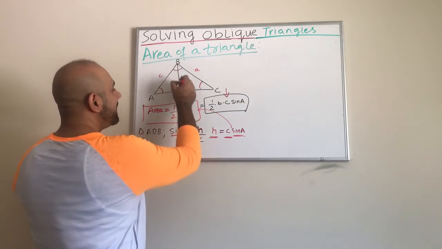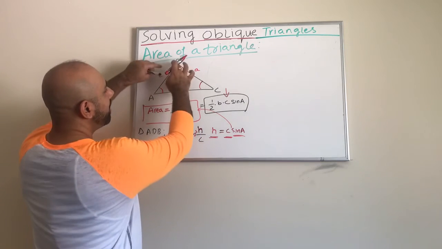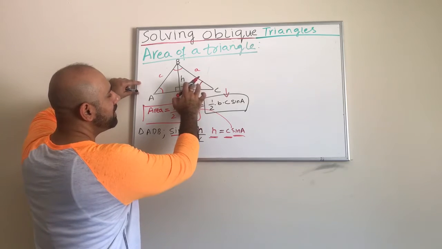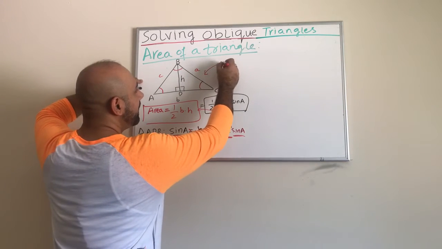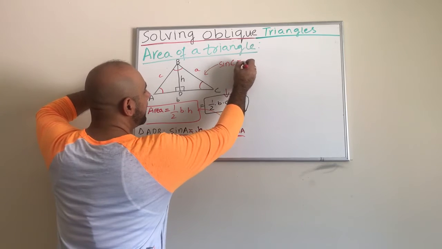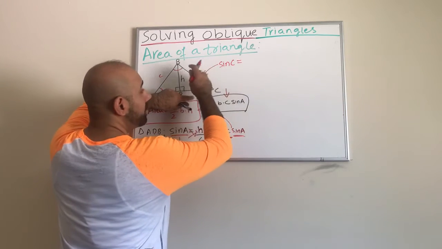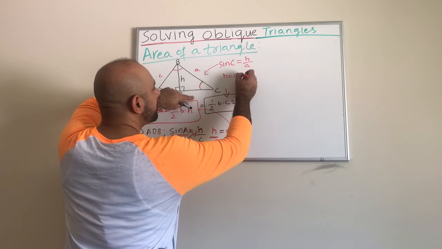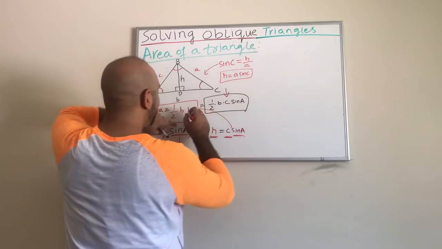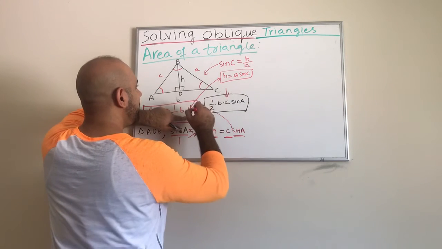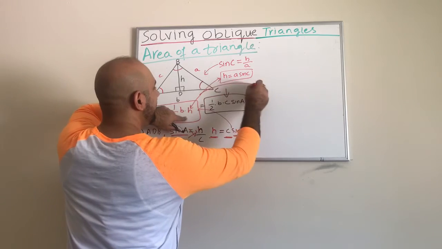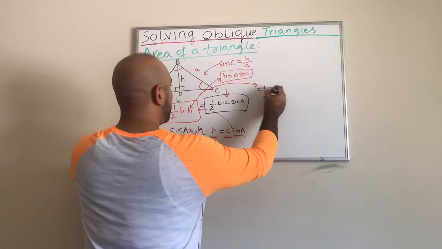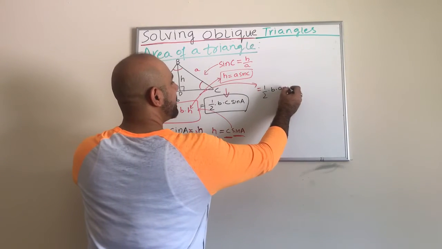Now, if I look at this right triangle on the right hand side, because when I drop this perpendicular, it divides the triangle into two right triangles. In this right triangle, if I write the ratio for sine of C, isn't it going to be opposite over hypotenuse, which is h over A, and if I cross multiply, I get h equals A times sine of C. So we can also replace this h with A sine of C. So if we do that, what do I get? I get another formula which looks like this: 1/2 of B times A times sine of C.